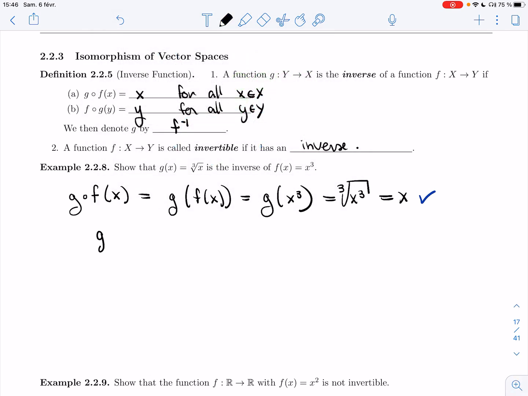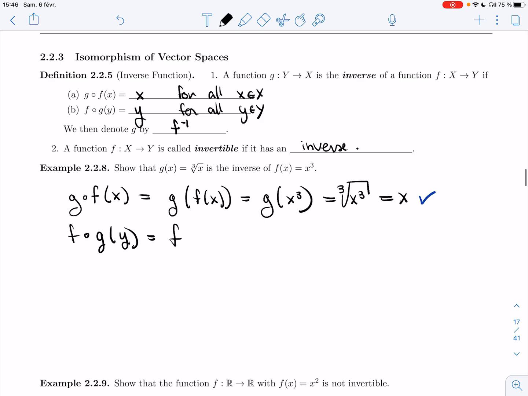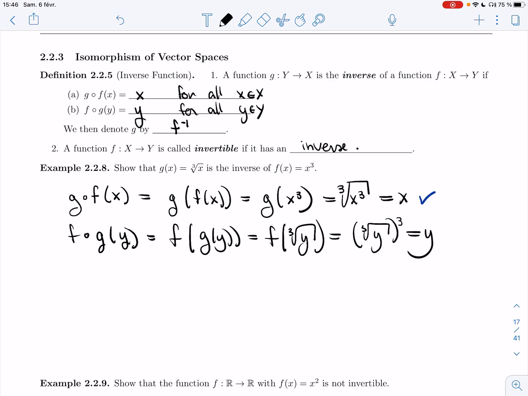Same thing if I apply, you could write it to Y or to X. Here, the two sets are the same, so it feels a bit artificial to have a different letter. So I'm going to apply g first. That's going to be cube root of y, and then I'm going to cube it. And I'm going to get y out of it. Perfect.